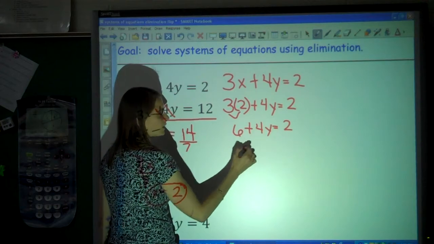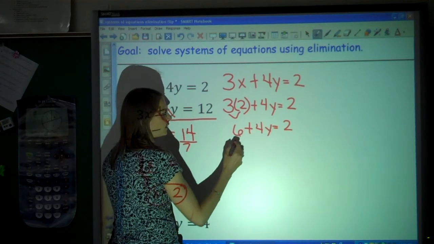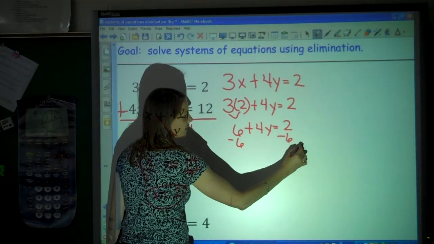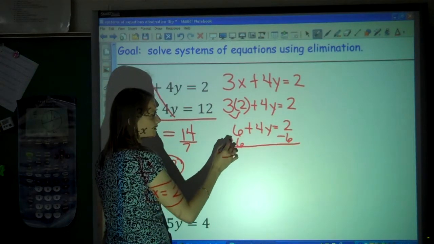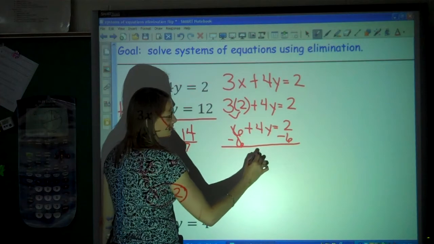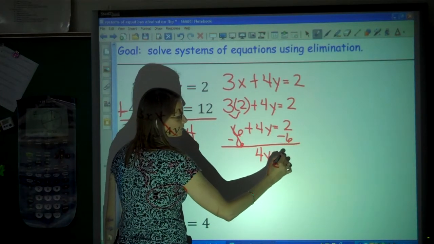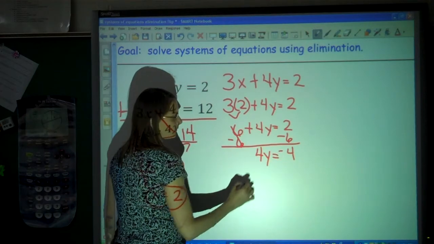Remember, I can't add those together. These are y's and this is a number. So I'm going to get rid of the 6, move it over to the other side by doing a negative 6 or a minus 6. 6 minus 6 cancels out, and I'm left with 4y equals 2 minus 6, which is a negative 4.